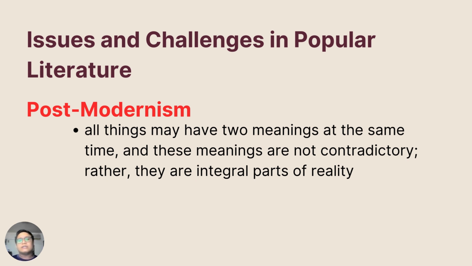As literature teachers, as teachers of English, we want a definitive correct answer. However, with popular literature and with postmodernism, it tells us that everything is correct. These are not contradictory, rather integral parts of reality. So how can you bridge that as teachers? Two meanings at the same time, and these meanings are not contradictory. So it could mean this, it could mean that. You could be right, or I could be right.